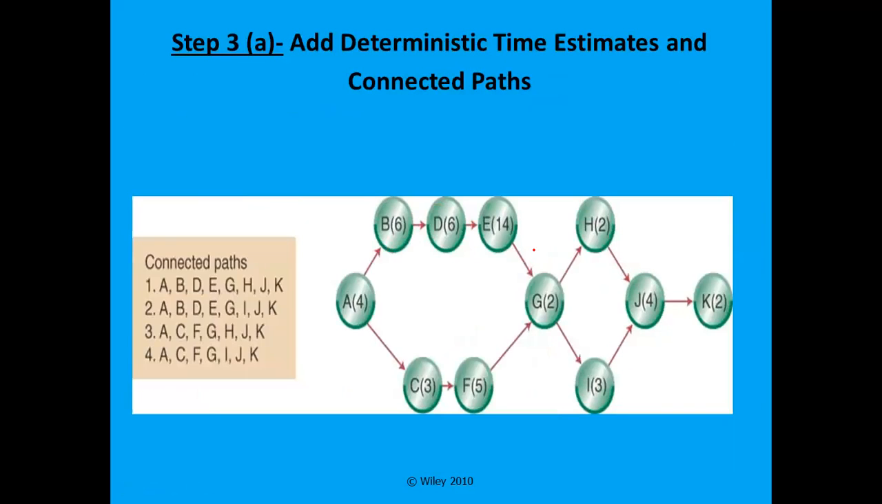Now what's next? In how many ways can we complete the project? A B D E G H J K. This is one path. Next, A C F G I J K. This one.